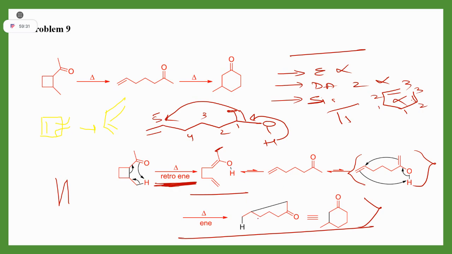Okay. And in between how many? One, two, three. Three carbons are there. Yes, three carbons are there. So in total, six membered ring formation has taken place. Have you understood this question?